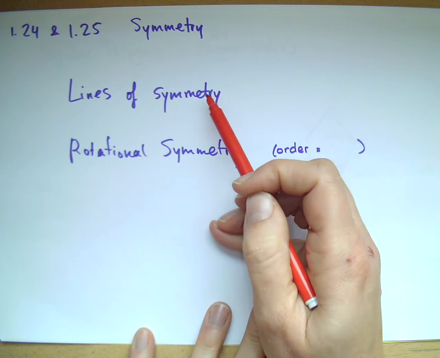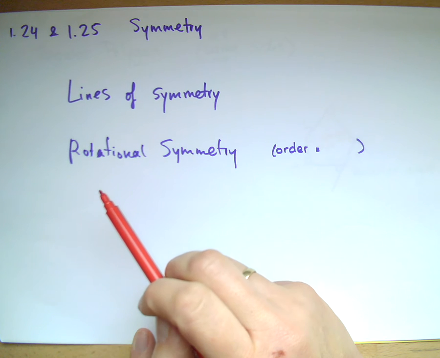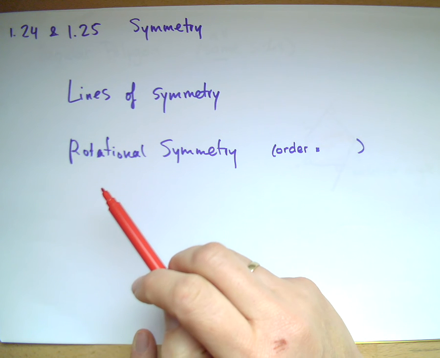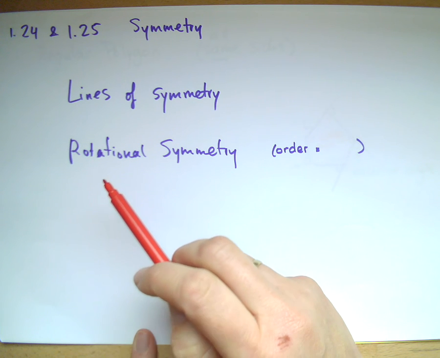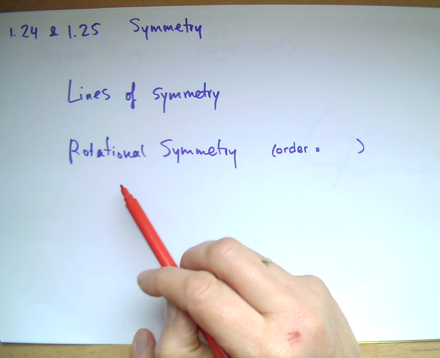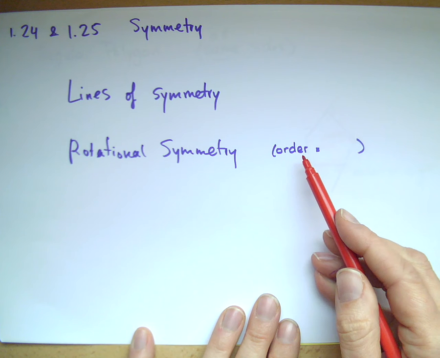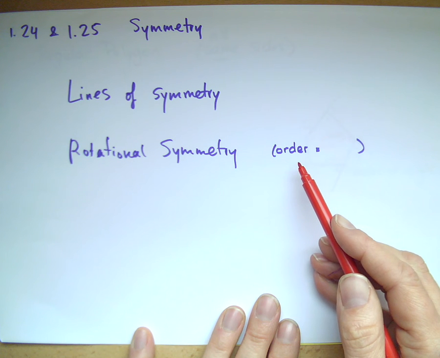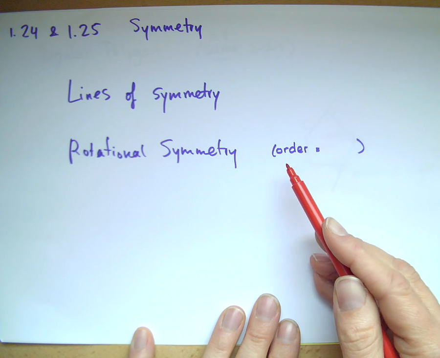There's two types of questions. They can ask for lines of symmetry, where they just want you to tell them how many mirror lines there are in the shape. And then rotational symmetry is going to ask you for an order. What is the order of rotational symmetry in this shape?